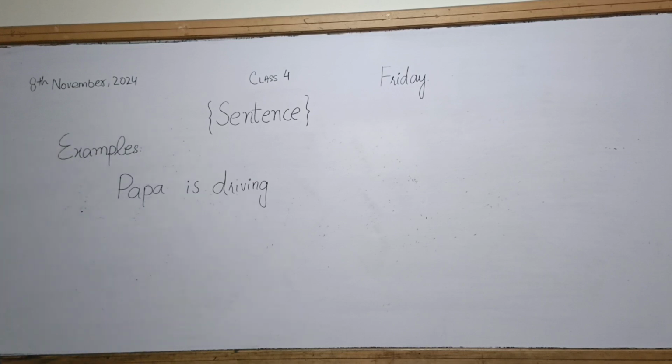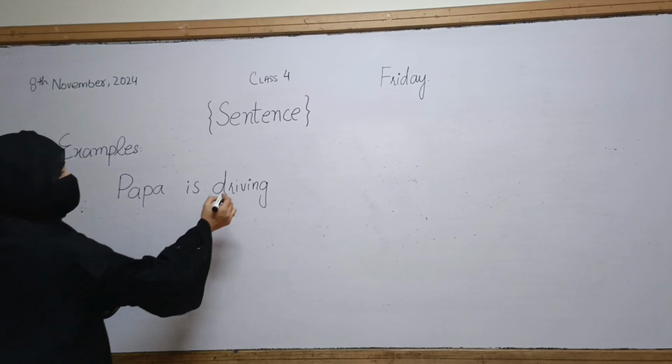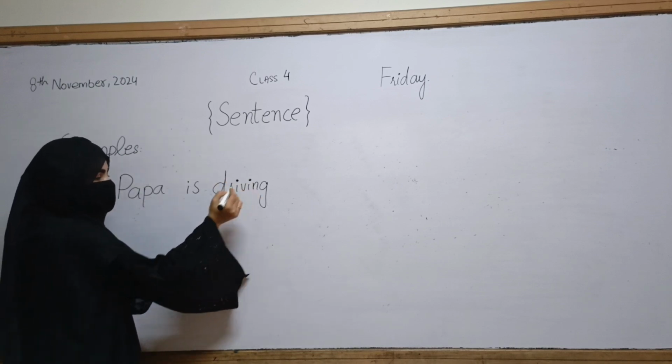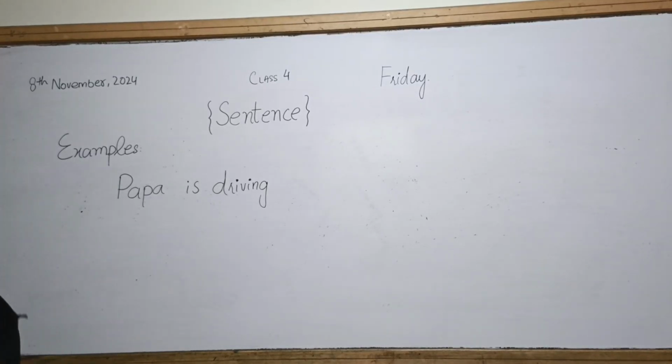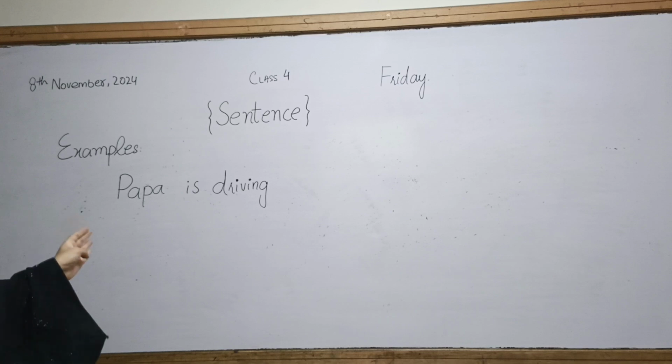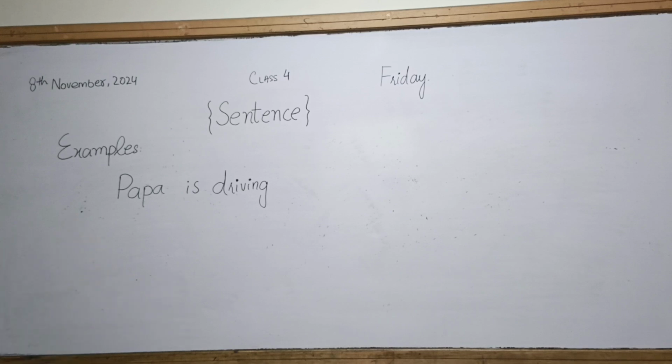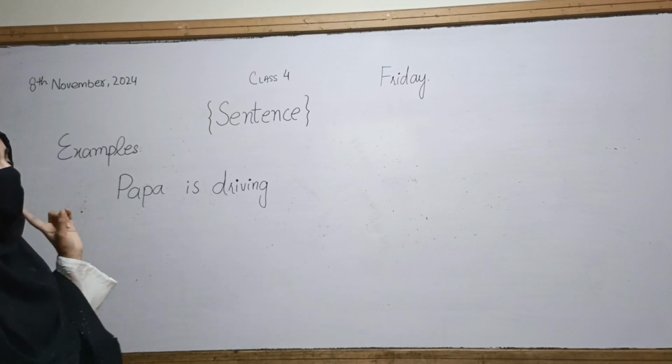Okay, so here we have the first example. Papa is driving. Getting? Papa drive kar rahe hain. So Papa is driving is very clear and visible to you. You can see Papa is the subject here, and what is the subject doing? The subject is driving. He is driving. Now this is a complete sentence. It gives you a complete idea of what is actually happening. Your father, Papa, whatever word you use, is driving. Getting me? This is the first example.